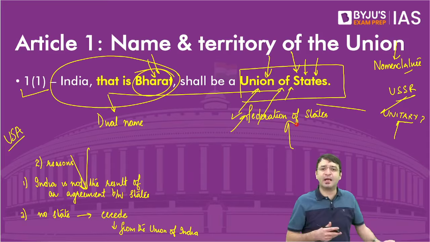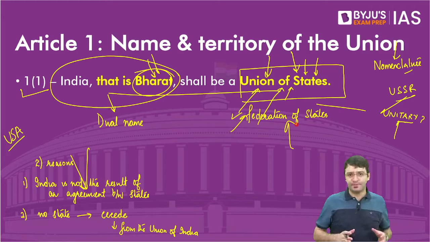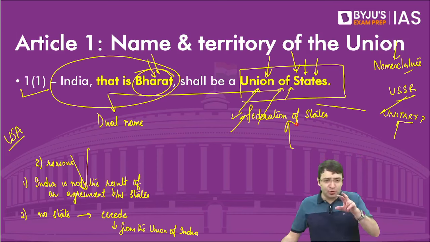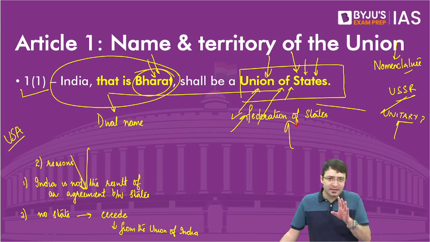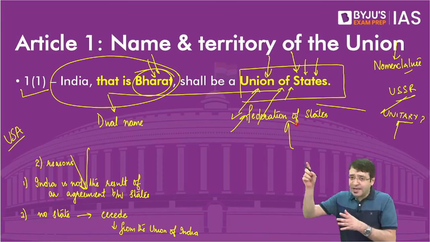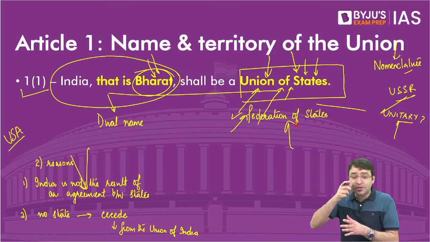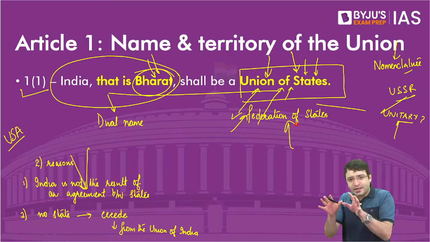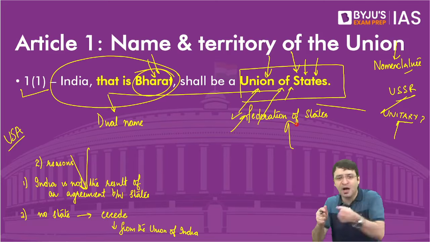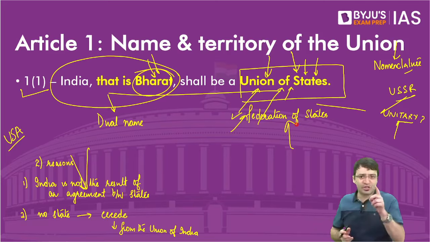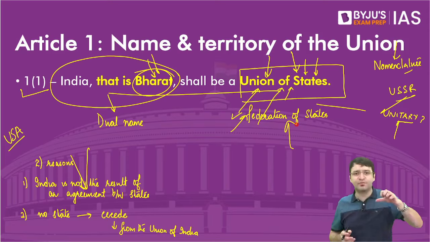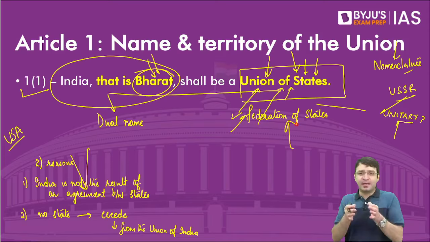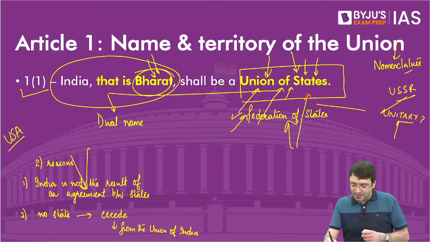Dr. Ambedkar said, ours is a federal constitution. But I've used the term union of states for two reasons. Number one, India, unlike the United States of America, is not the result of an agreement between states. India was already there. Other states decided to merge with India. And no state has the right to come out of the Union of India. That is why India, that is Bharat, shall be a union of states.